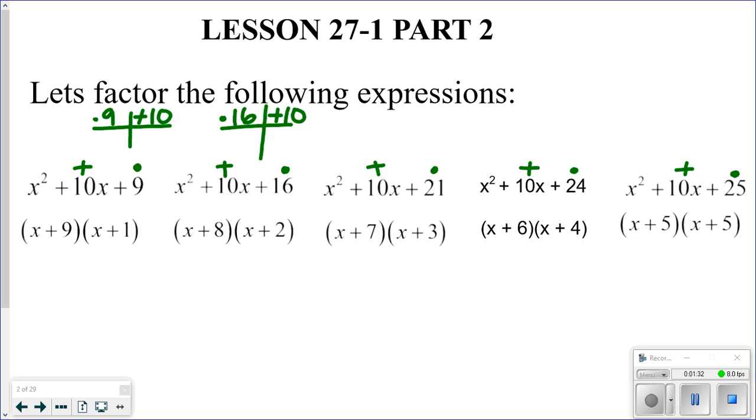So here are the answers. All of these numbers add to get 10, and they multiply to get that C term. 9 times 1 is 9. Add them, we get 10. 8 times 2 is 16. Add them, we get 10.